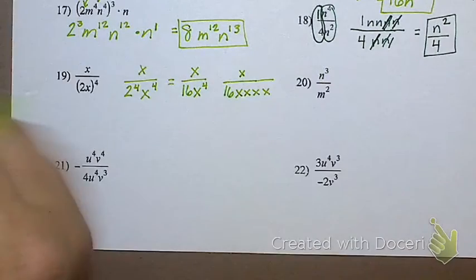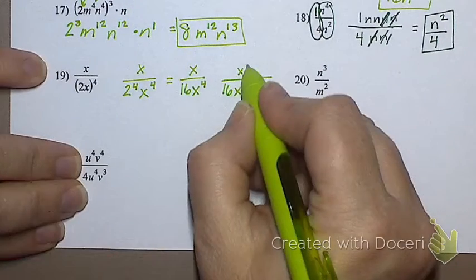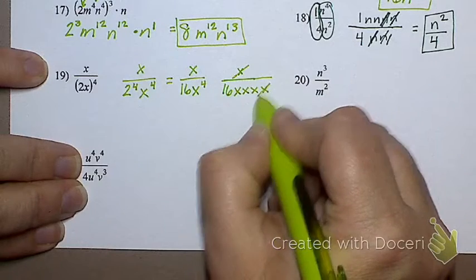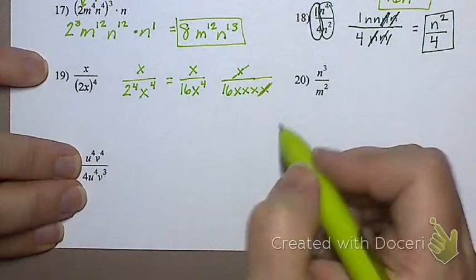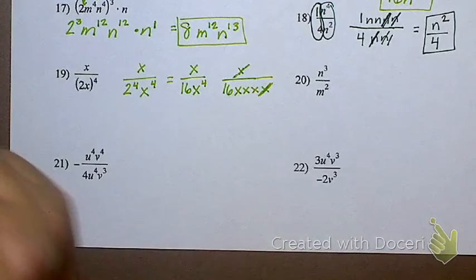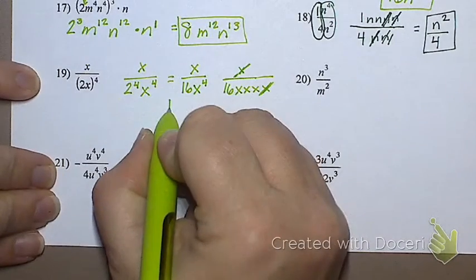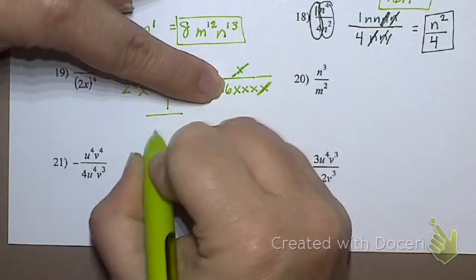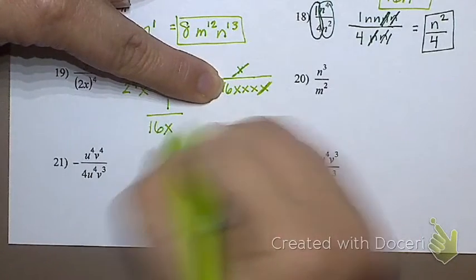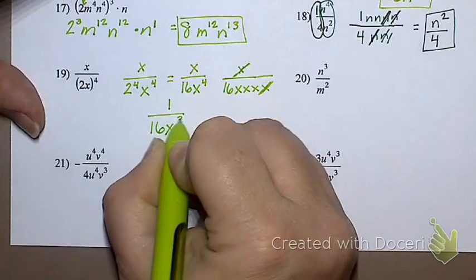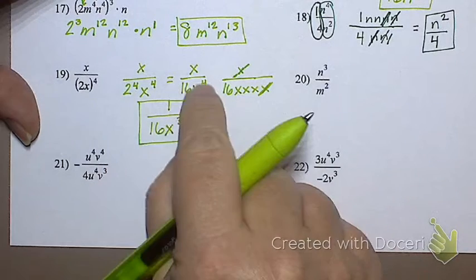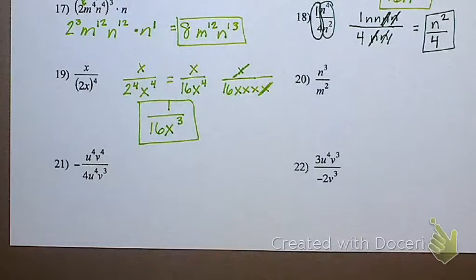What happens? This is going to cancel with one of these. So there's nothing left on top. What do I put if there's nothing left on top? You put a 1. And then on the bottom I have 16x to the what? 3rd. So whichever side the larger exponent is on, that's where your x is going to remain. See if you can do number 20.